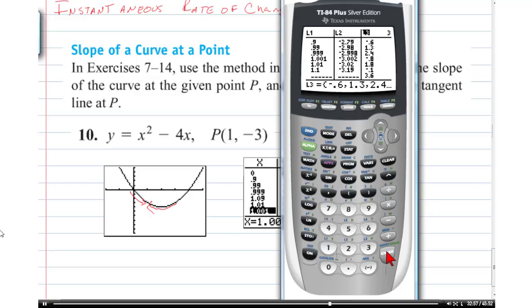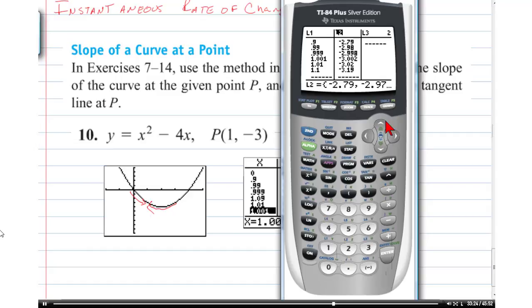Do you see what just happened? What was the formula for L2? If you go over to L2 and highlight this, what I typed in was x squared, which is list 1 squared. You hit second 1 and then square, and then minus 4 times list 1, because our x values are list 1. And then it will populate this with the y values.